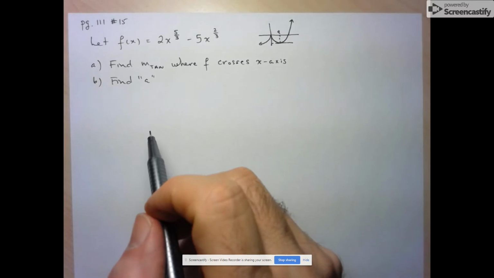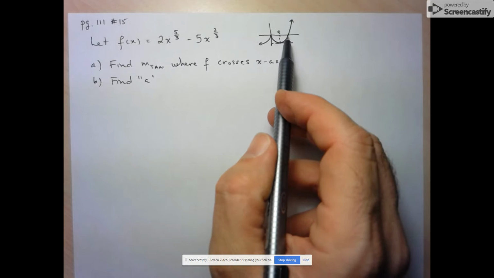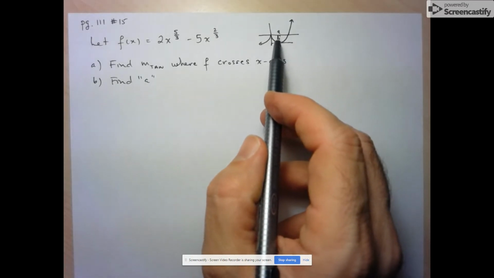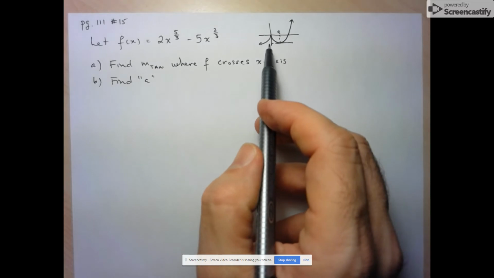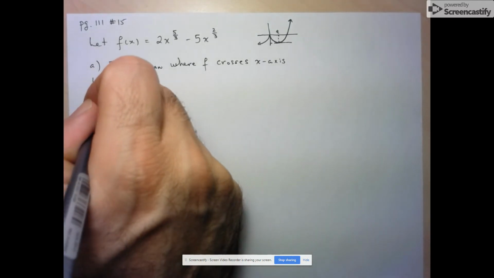And they want us to determine the slope of the tangent where f crosses the x-axis. In other words, at this point here. It looks like there's two x-intercepts, but we're looking for where it crosses the x-axis. And then they want us to find this value a, and what's special about this value a, where it looks like the slope of the tangent is equal to 0. All right, so let's start with the first one.